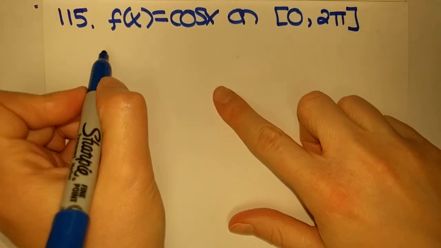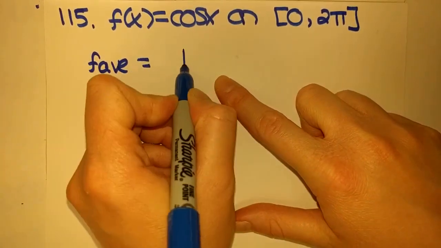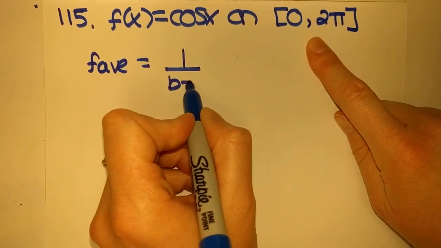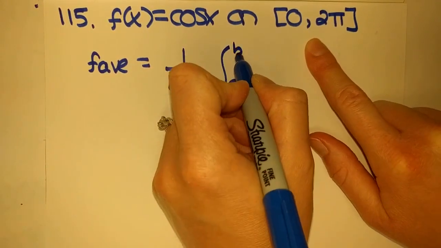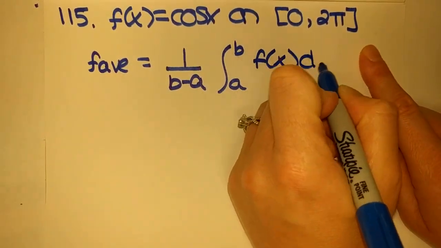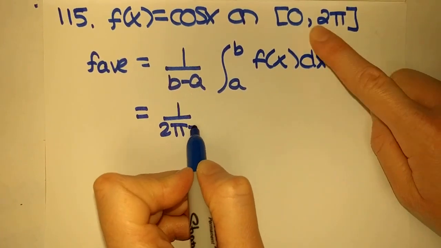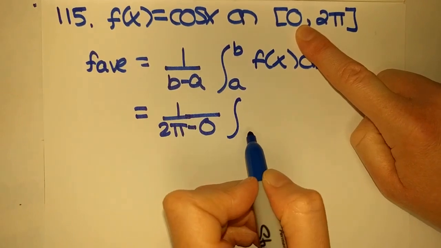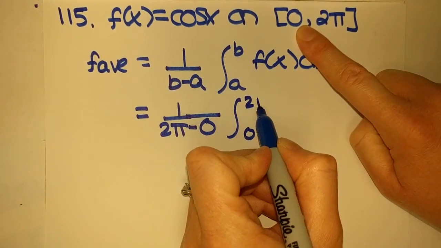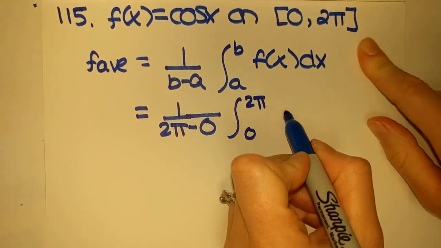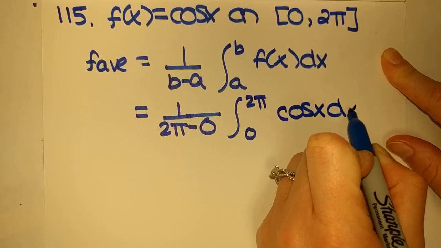To find our average value, we are going to have 1 over the length of the interval, so b minus a, and then integrate from a to b f of x dx. All right, so here my b is 2 pi, my a is 0, and then I'm integrating from 0 to 2 pi the f of x function, which is cosine x dx.